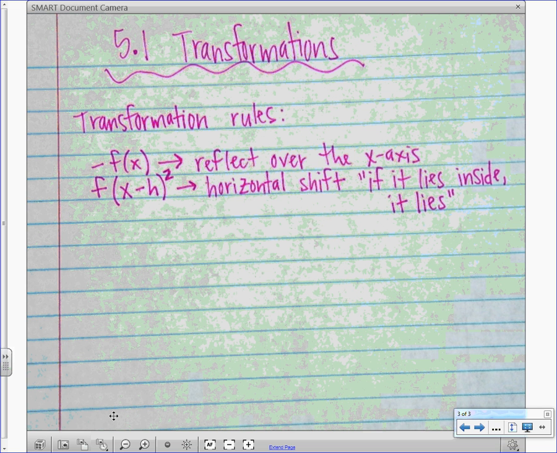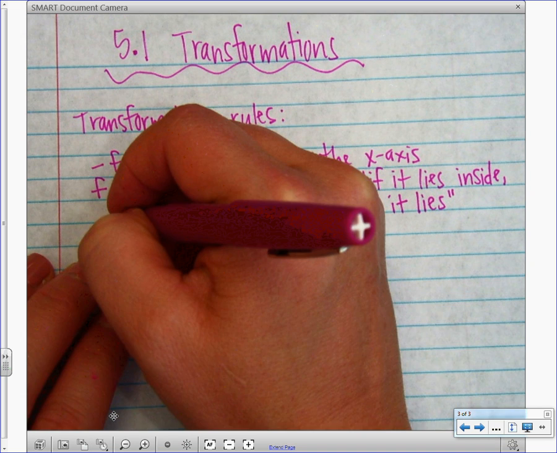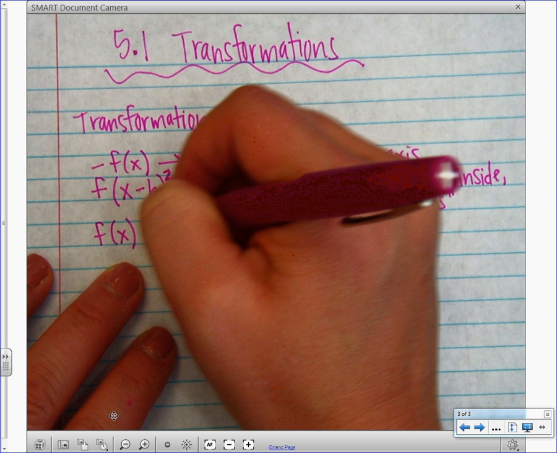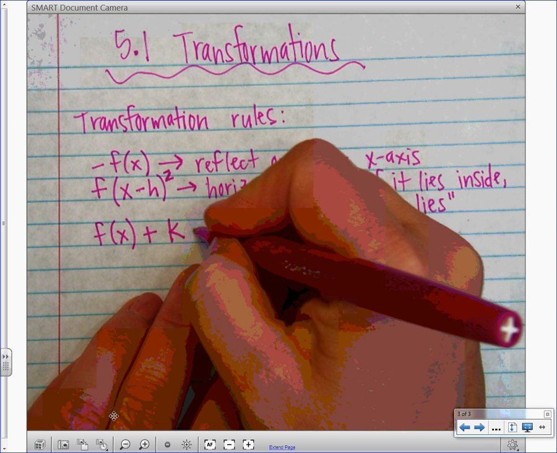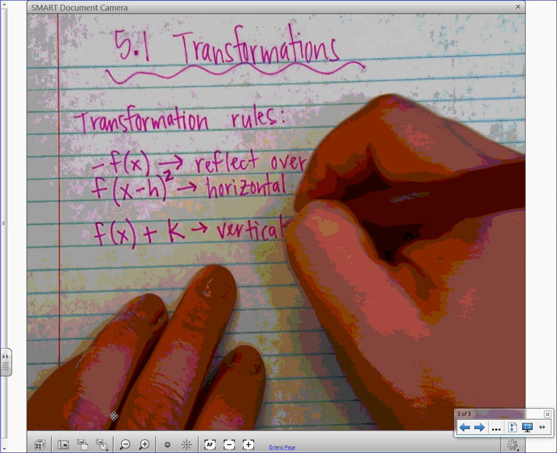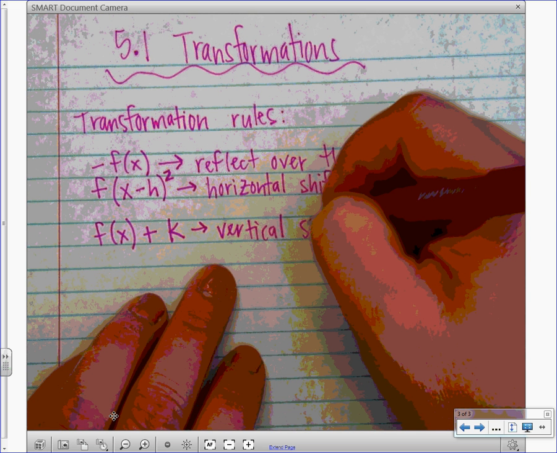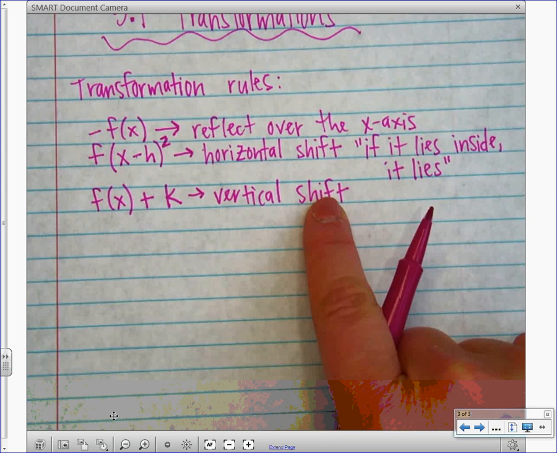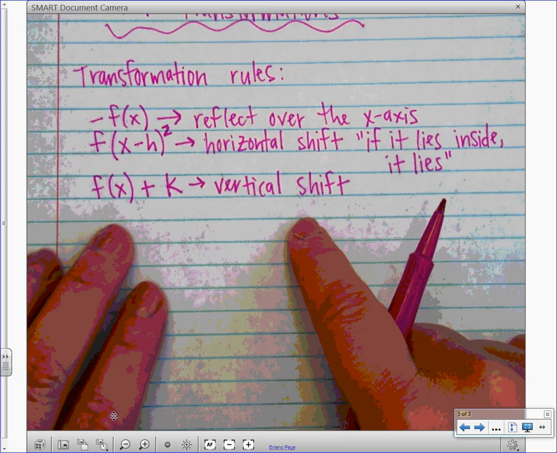Okay, next one. Let's do f of x. If you're adding k for any number, this is a vertical shift. And this is the exact sign it is. So if it's +5, it goes up 5. If it's -3, it goes down 3. Okay, the other thing.